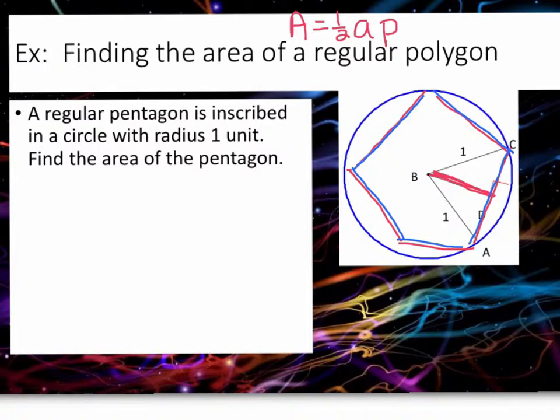This pentagon is inscribed in a circle with a radius of 1 unit. So we went ahead and marked a radius, and it has 1 unit right there. Now we need to find the area of the pentagon. Since this is so much work, it's going to take us a few slides. But I want to remind you to pause the video, write down everything you see on the slide, and resume when you're ready to follow along with me.